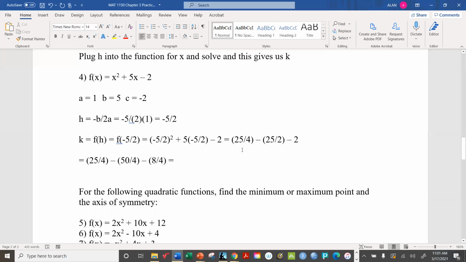That's going to give me minus 33/4. Wow, what a mess.